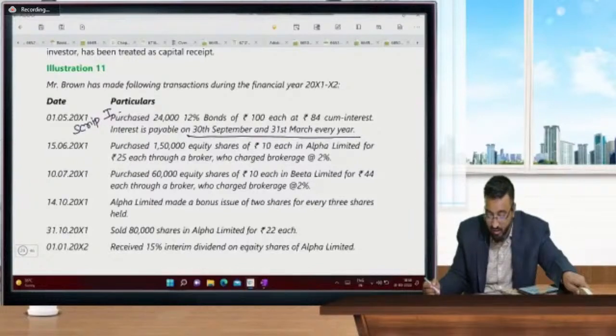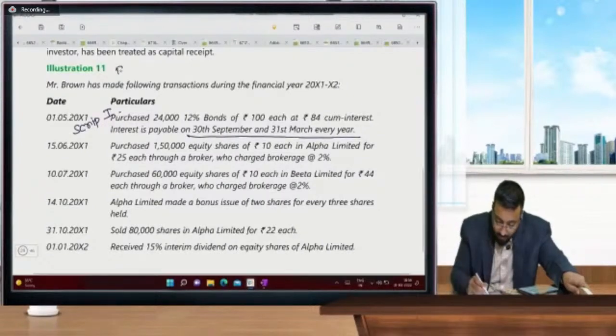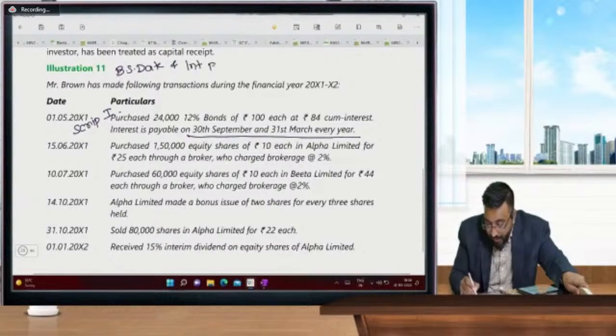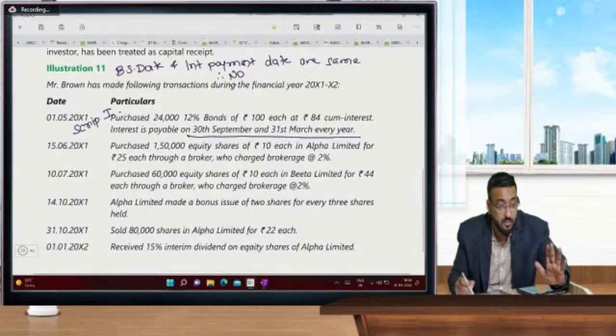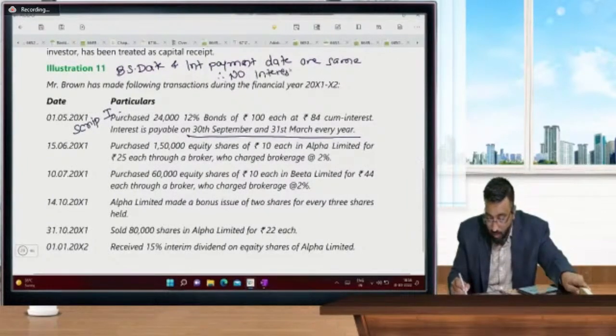So beta, are the balance sheet date and interest payment date the same or different? Balance sheet date and interest payment date are the same. Focus beta, focus. Therefore no interest entry. Interest receivable entry.